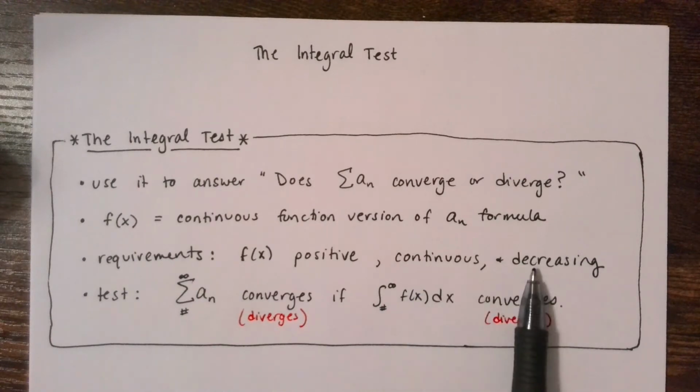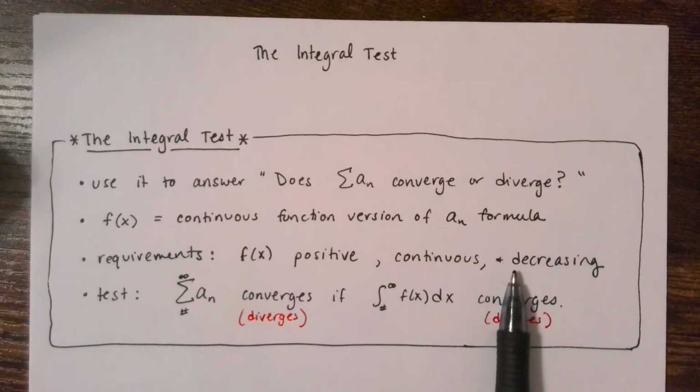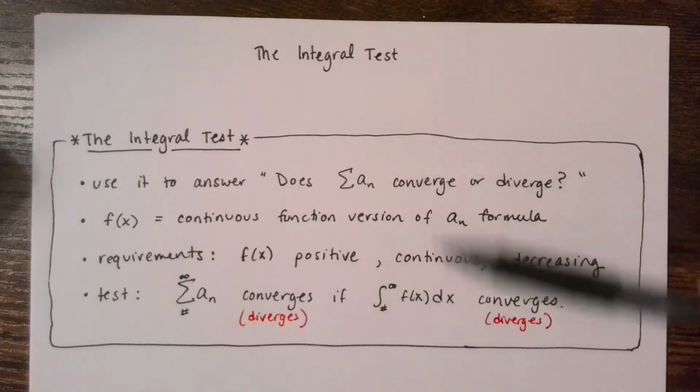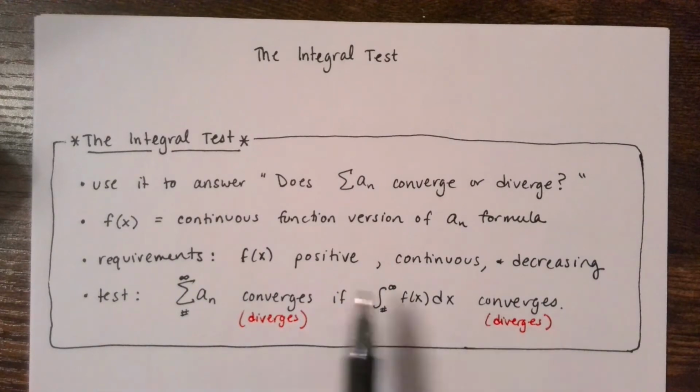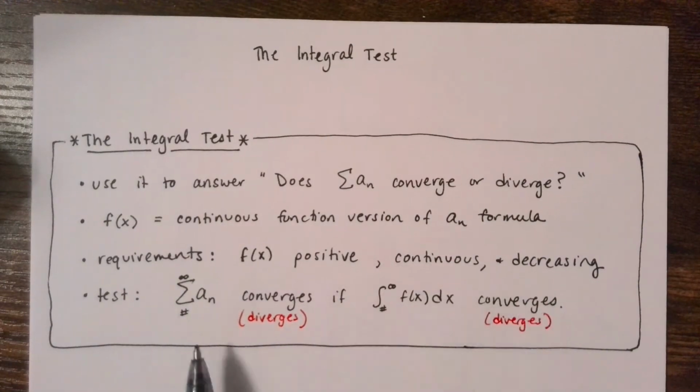The third thing we need from that function is for it to be decreasing the whole time. This is going to take out a lot of sine and cosine functions that wave as you go. They have to be going down left to right the whole time. As long as these three conditions are met, then the test says the following. Your series converges if the improper integral of f of x converges, where f is the function version of that formula, with the same bounds as the series. So the series goes n equals whatever number to infinity, and this improper integral will go from that same number to infinity.